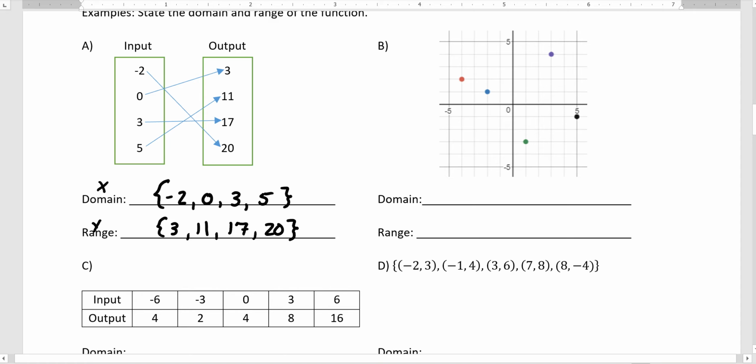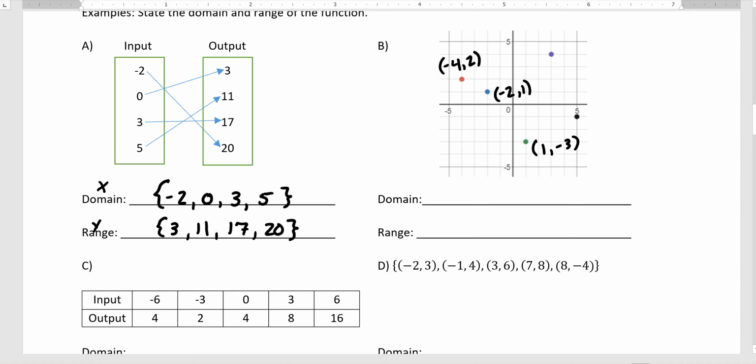So my domain would be the set of my x values. What might be helpful here is to list these points so I can really see. So this is -4, 2. Let's see, this would be -2, 1. I have 1, -3. This would be 3, 4. And this is 5, -1.